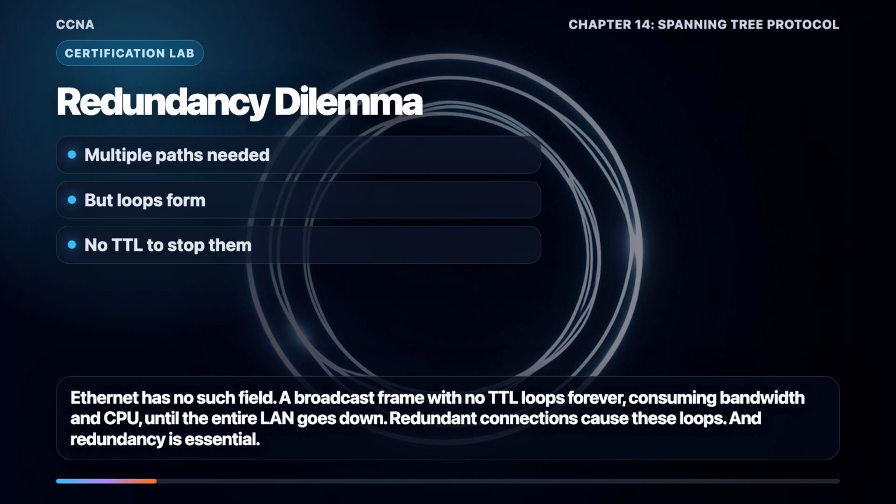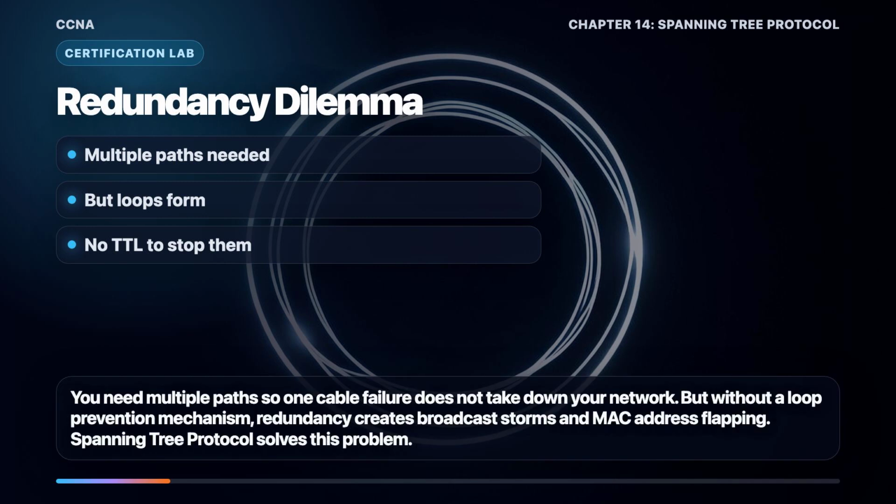Redundant connections cause these loops, and redundancy is essential. You need multiple paths, so one cable failure does not take down your network. But without a loop prevention mechanism, redundancy creates broadcast storms and MAC address flapping.